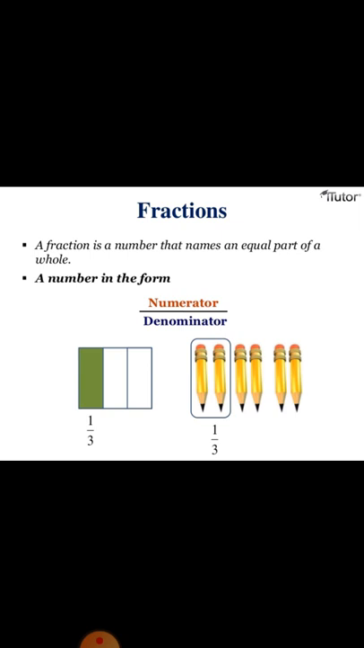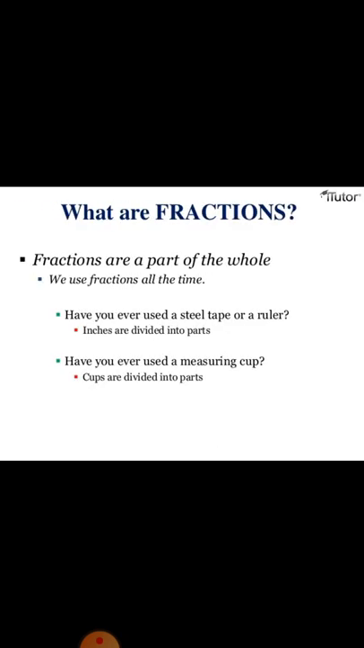Here we have another definition of fraction. Fraction in this case is a part of a whole. For example, here we have a rectangle and we divide this rectangle in 3 equal parts. In these parts, one part is shaded, so we get a fraction 1 by 3. In this fraction, the number above the line is called numerator and the number below the line is called denominator.